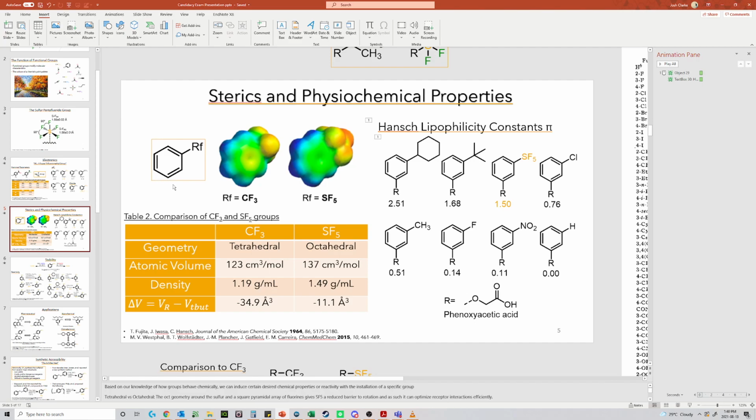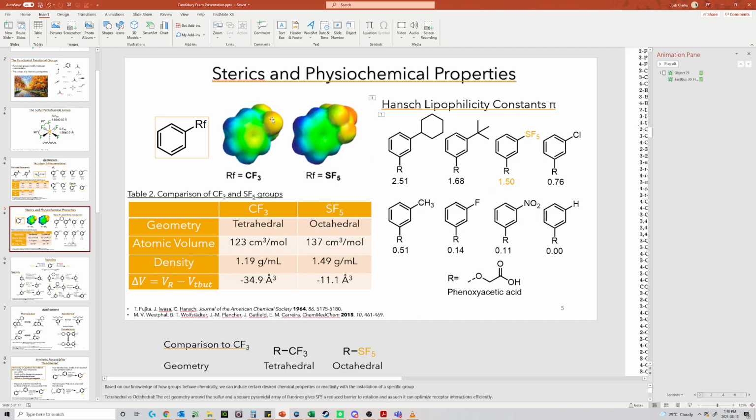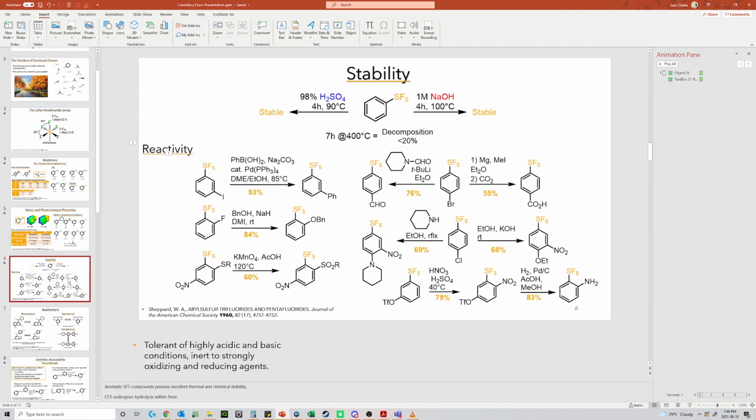And also you commented on the stability on slide 6, right? Why is it so stable? I think the geometry has a lot to play here. The tetrahedral geometry does open up the CF3 group to attack essentially from below, whereas the SF5 is much more protected by this wreath of fluorine atoms. Even though it is more polar and should theoretically be more reactive, it is just sterically more protected than CF3. Okay.